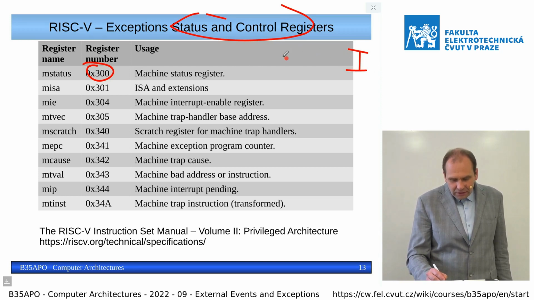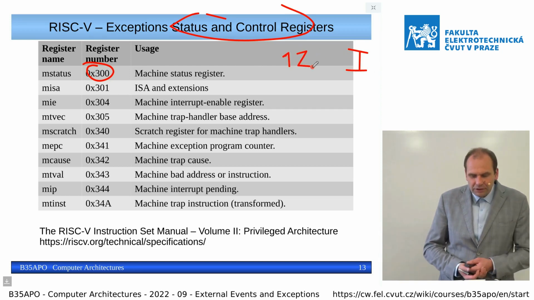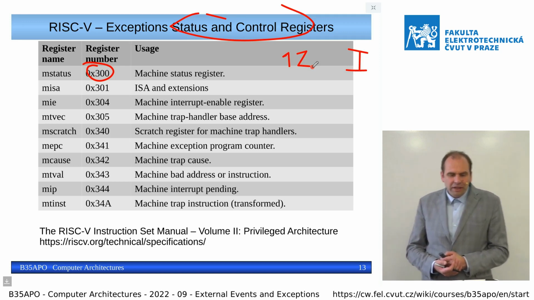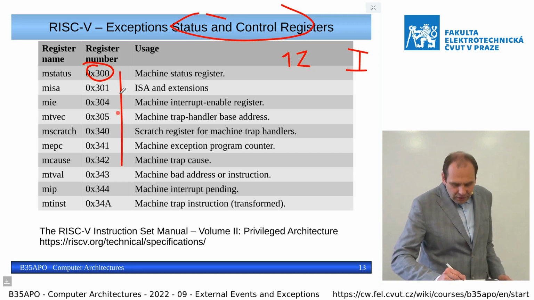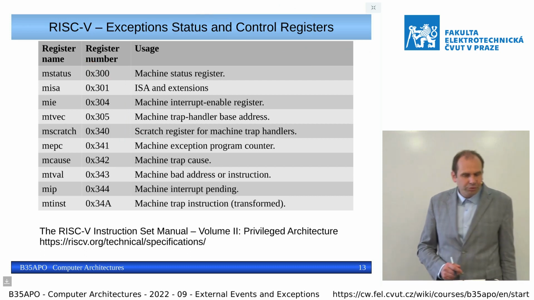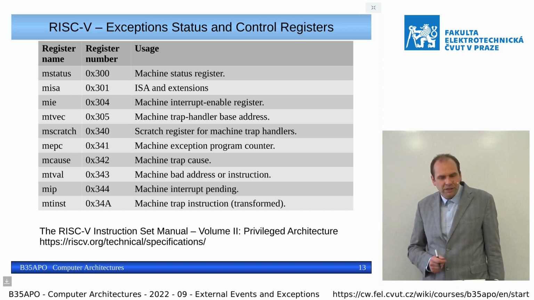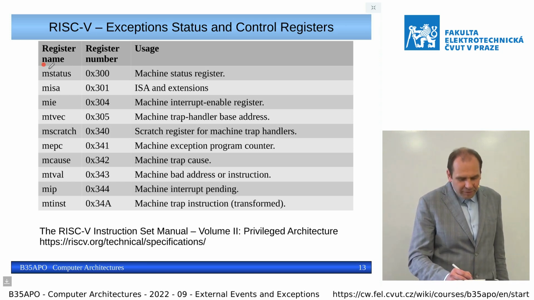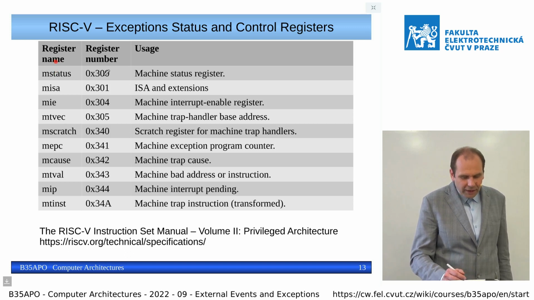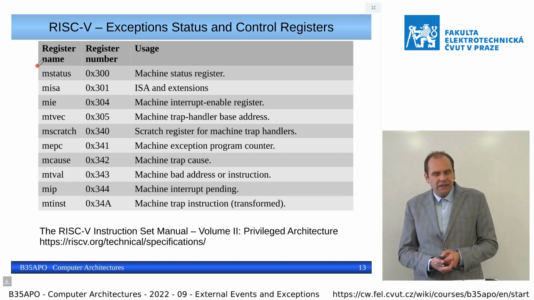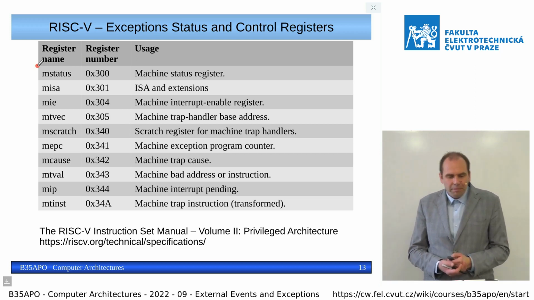the immediate 12-bit part of the instruction in fact doesn't define a constant, but it defines the number of the register. And so we can have up to a little more than 4,000 such registers. Usually not all of them are implemented, only a small part. And we look at those which allow processing external events on the machine level.